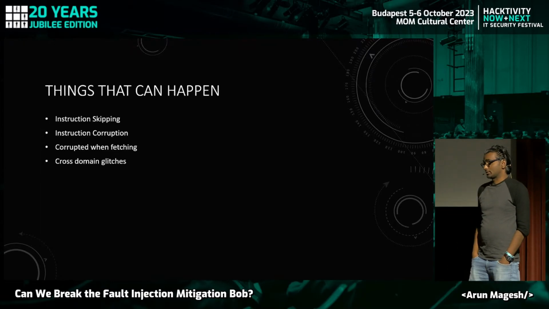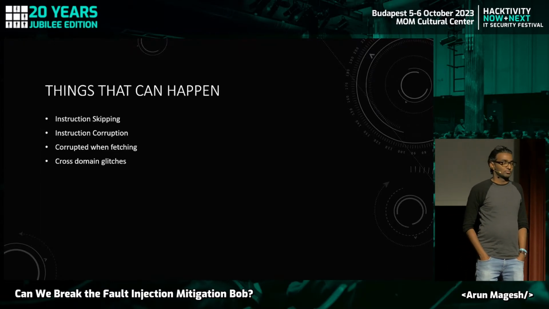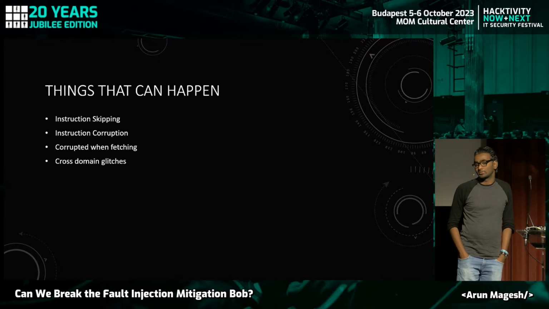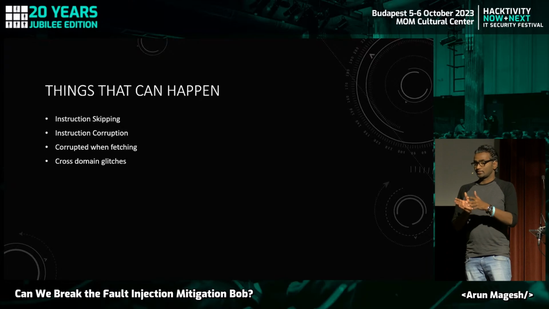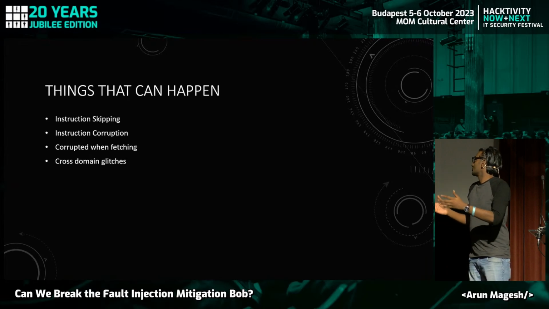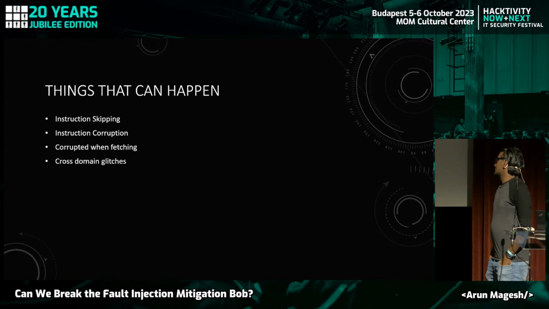One is instruction skipping. For example, if there is a secure string compare, what if I skip the whole string compare? Let's say I glitch in such a way that I'm not executing anything, I'm skipping the branch to memcpy or the branch to strcpy, and then go to the next instruction. That's also possible.